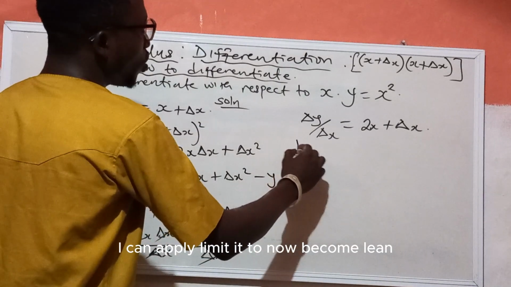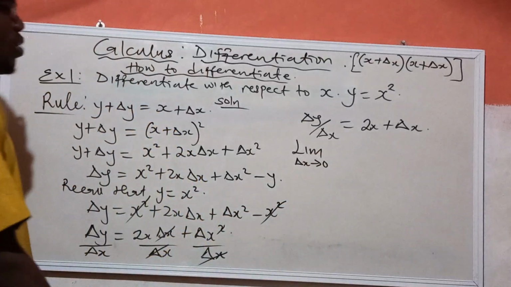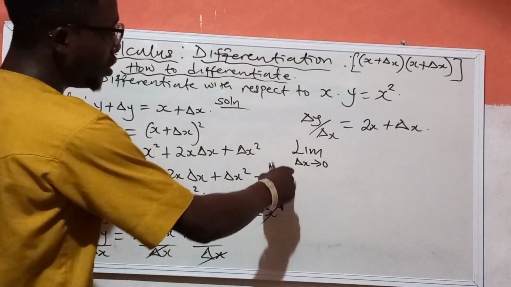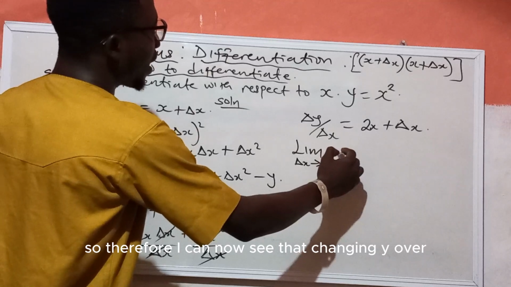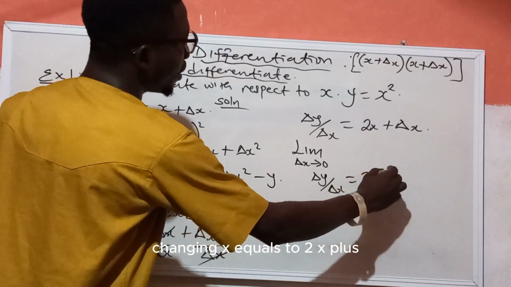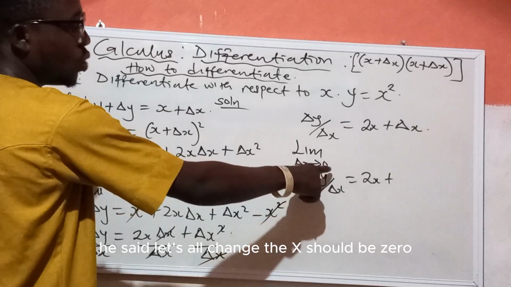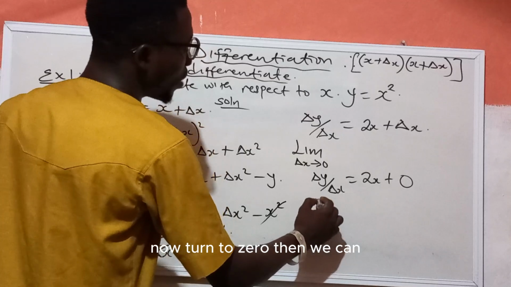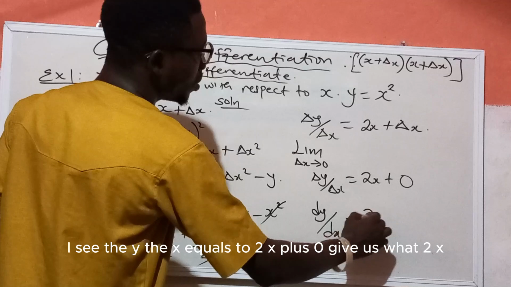Then I can apply limits. It will now become lim, change in x tends to 0. I will apply limits. This is limits, so I call it lim, change in x tends to 0. So therefore, I can now say that dy over dx equals to 2x plus limit as change in x tends to 0. So 2x plus what? Change in x now turns to 0. Then we can now say dy dx equals to 2x plus 0 will give us 2x.